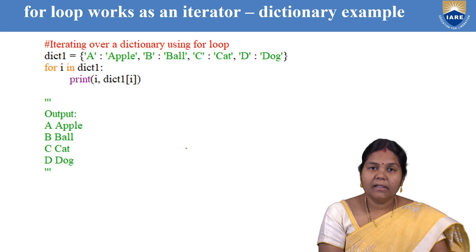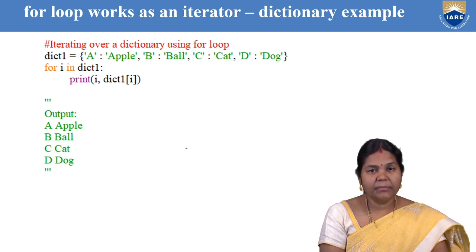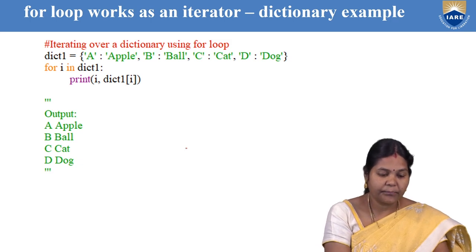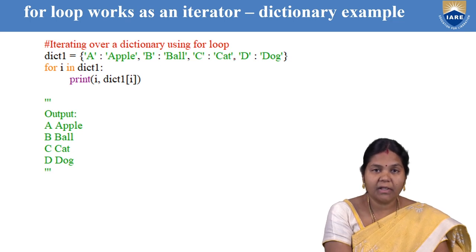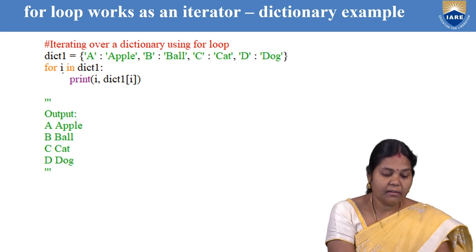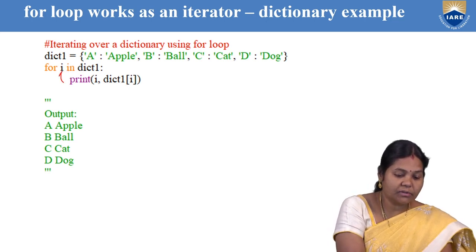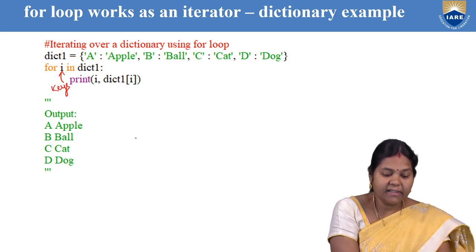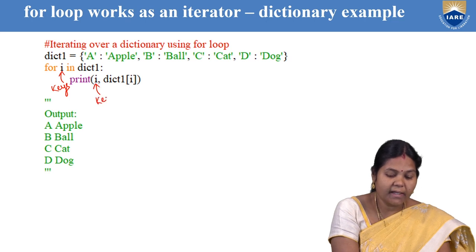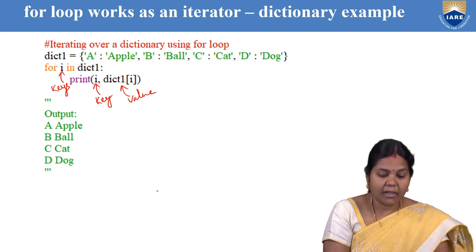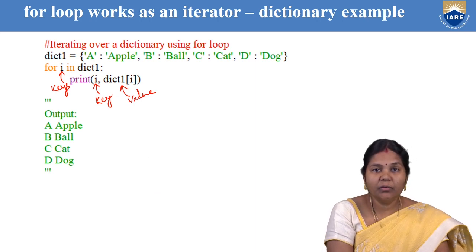Now let us see the last example, on a dictionary. That means how the for loop works on a dictionary, how it iterates over a dictionary. Here we have defined a dictionary with a set of items, key value pairs. Now for every key, I takes every key in the dictionary. So for every key in the dictionary, it displays that key and also the value for that key. The dict of I gives the value for that key.